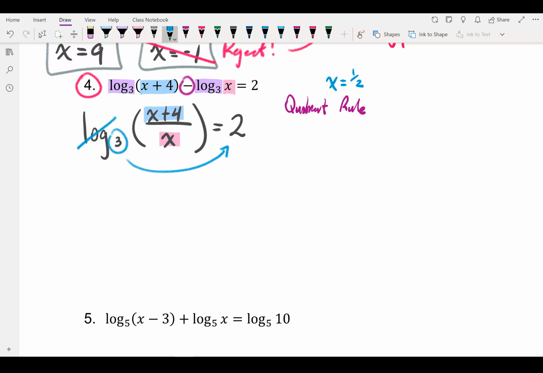Exponential form once again. Cancel out the log, rewrite it. On the left side, we're left with x plus 4 all over x. On the right side, we're left with 9. Why are we left with 9? Because on the right side, really, when the 3 came over, it pushed the 2 up and became 3 squared.